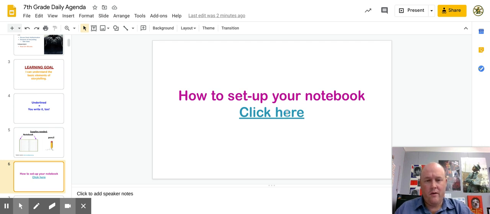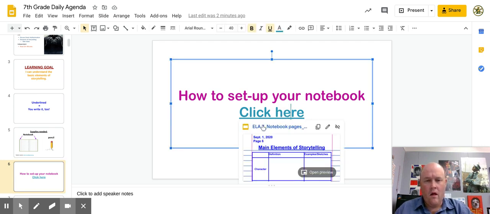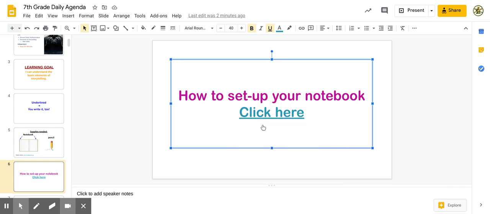In order to set up your notebook, I'm going to have you do it like this. So you'll need to set up 3 columns. You can use boxes or not, it's up to you. But 3 columns, one for the key term and another for the definition, and the last one will be for the examples that you come up with.